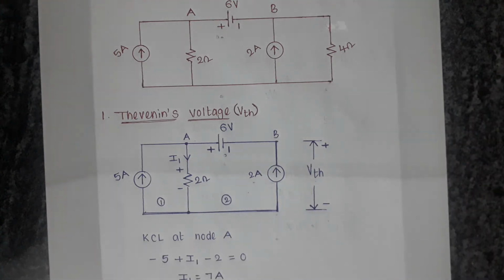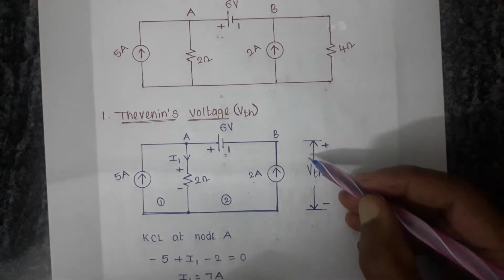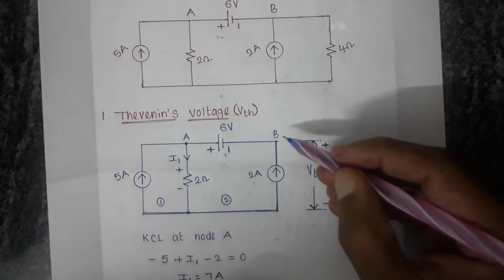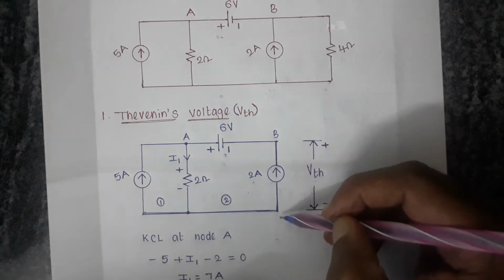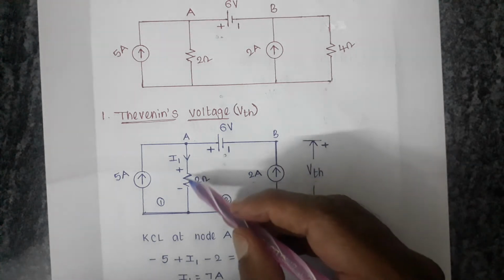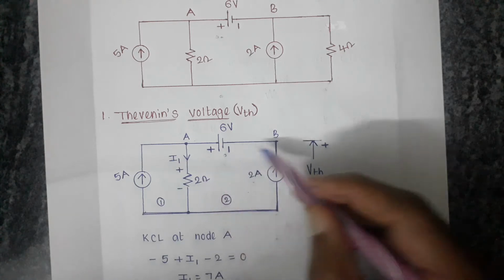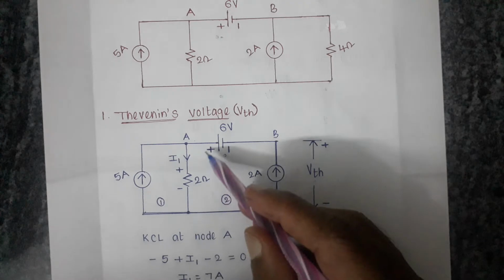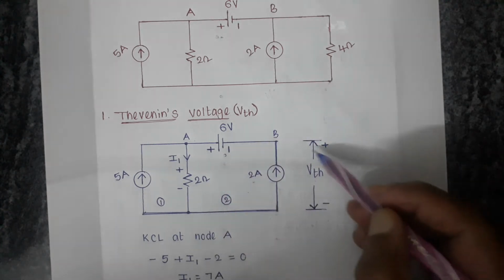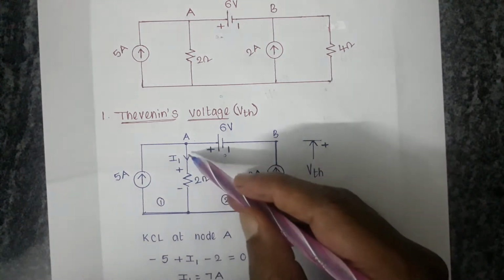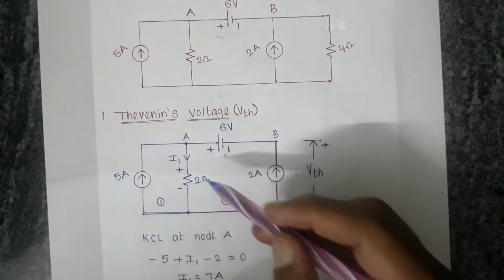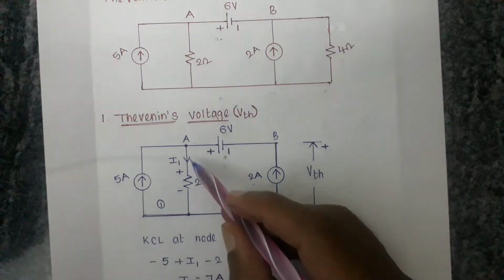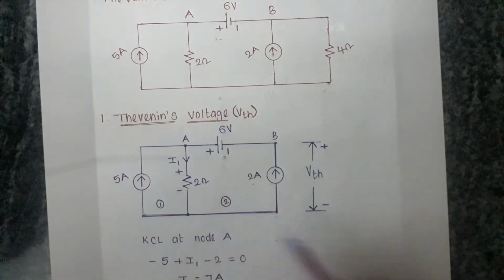So how to find the voltage in between these two nodes? If I know the current in this element, then by applying KVL, I can find VTH. By applying KVL here, I can find VTH, but I should know what the current in this 2 ohm resistor is. So for that, I am taking the current in this 2 ohm resistor as some I1.